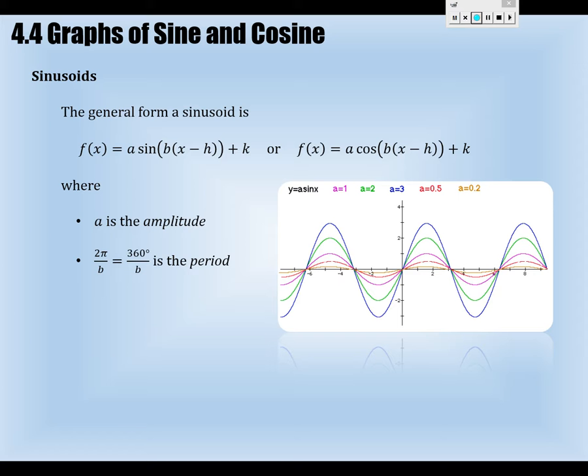Now, some of you might remember the period as the secret, magic formula: 2 pi over b, or 360 over b, if we're doing degrees. But of course, it's not a magic formula. It just makes sense based on what b has the power to do.